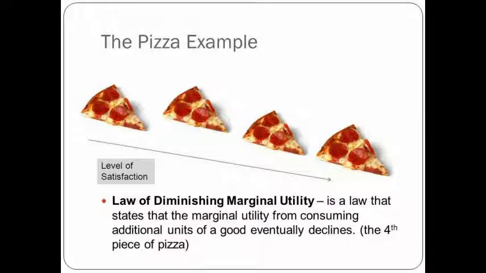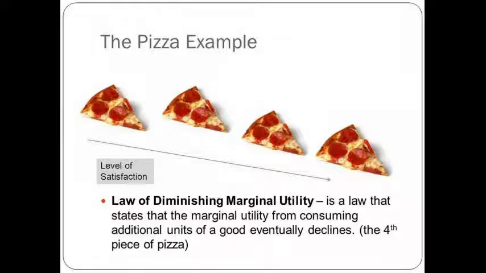Law of diminishing marginal utility occurs when a consumer continues to consume the same product. As with each consumption, the consumer will eventually get less additional satisfaction from each unit.